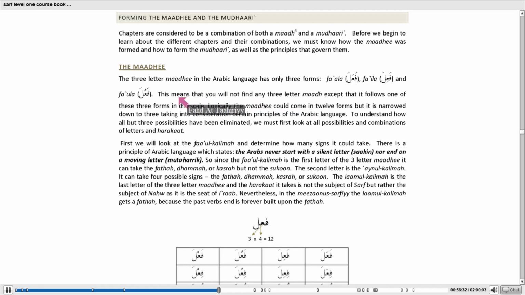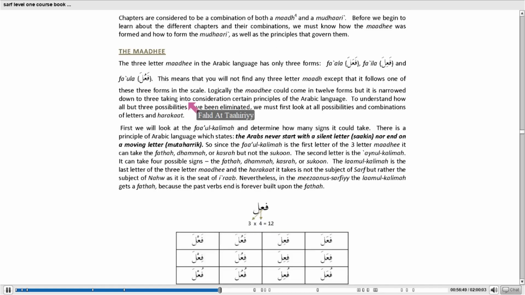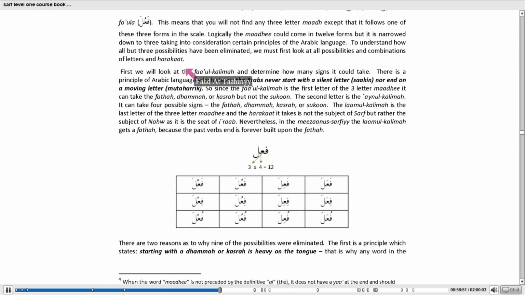But yes. Now, this means that you will not find any three-letter madi except that it follows one of these three forms in the scale. Okay? Now, is this good?